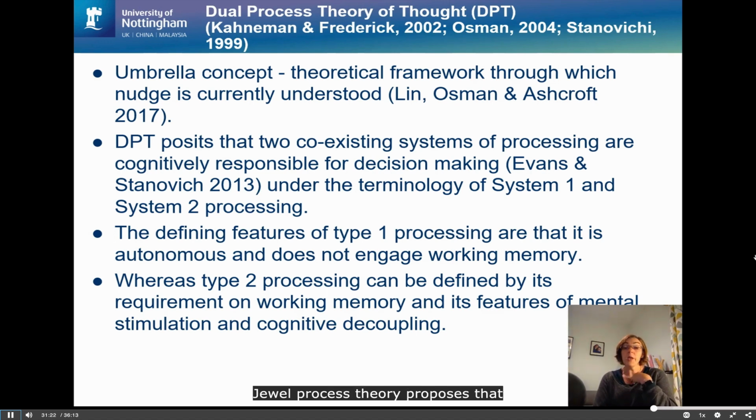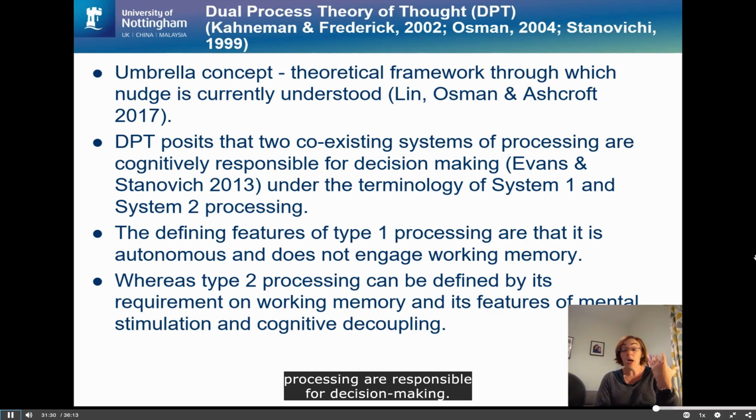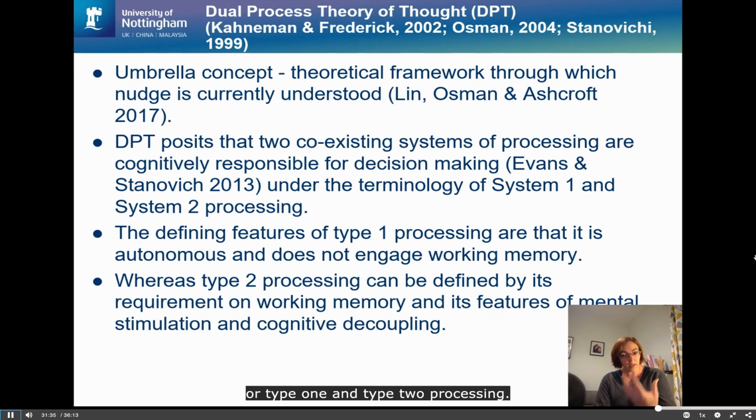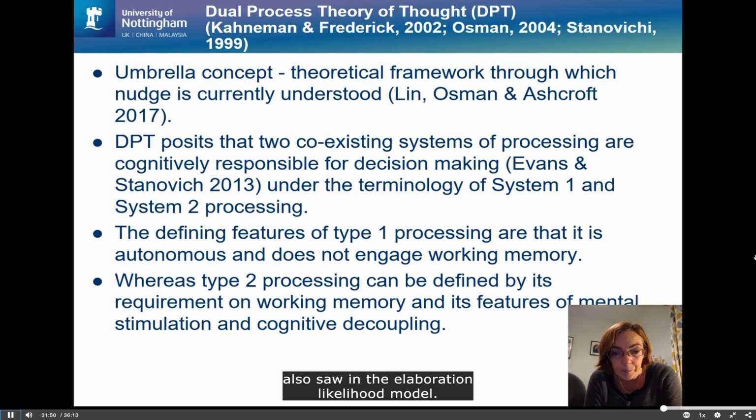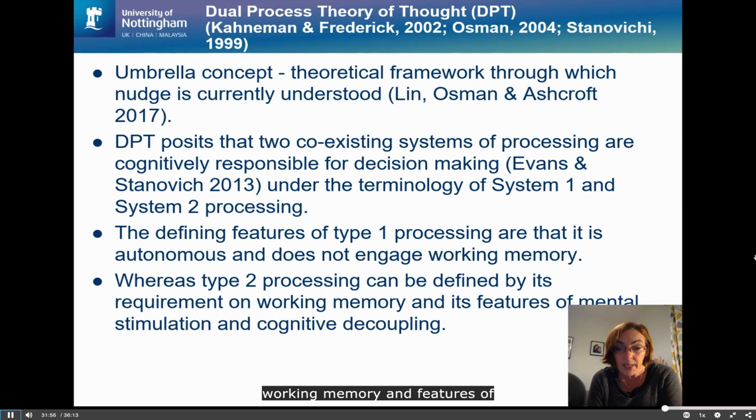Dual process theory proposes that two coexisting systems of processing are responsible for decision making, and they're talked about as system 1 processing and system 2 processing, or type 1 processing and type 2 processing. The argument is that type 1 processing is autonomous and does not engage working memory. So it's the skill-based behaviour, the type of automatic behaviour that we also saw in the elaboration likelihood model. But type 2 processing is defined as the requirement on working memory and features of mental simulation and cognitive decoupling.